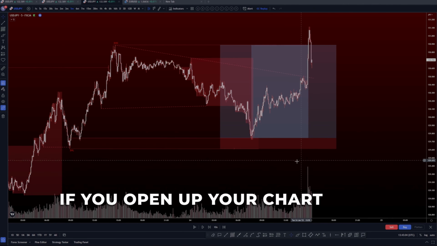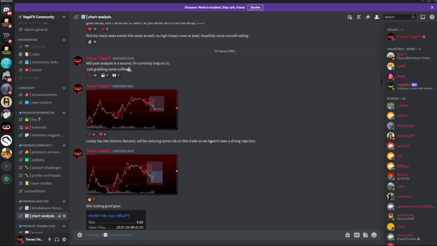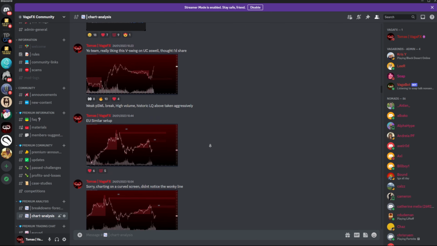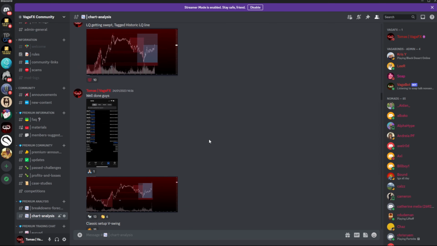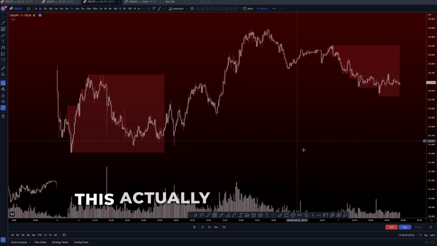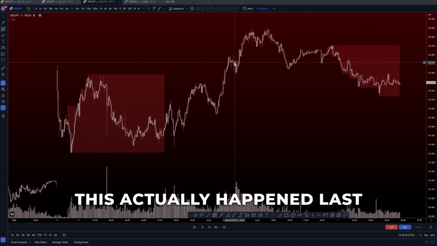If you open up your chart now, get the volume indicator up, you'll be able to see these high volume periods coming in during the US and European session. But this is also the dollar yen. This actually happened last week.